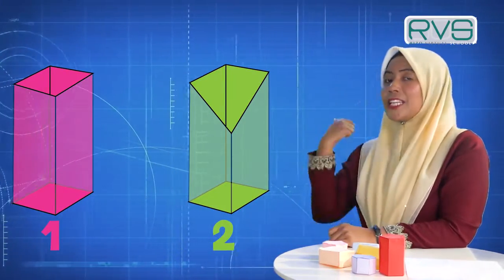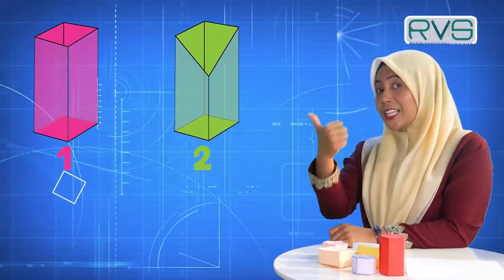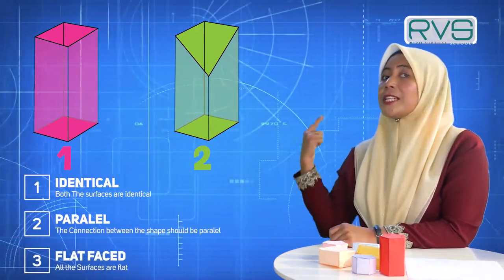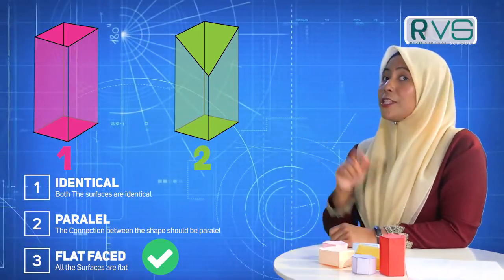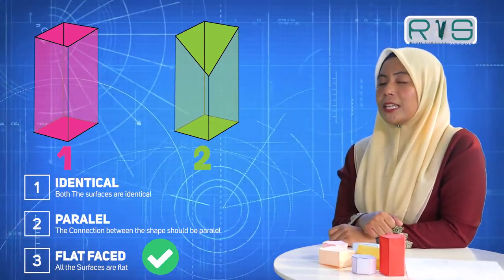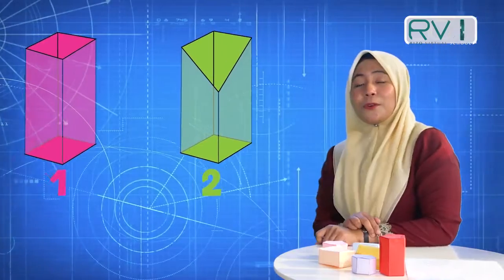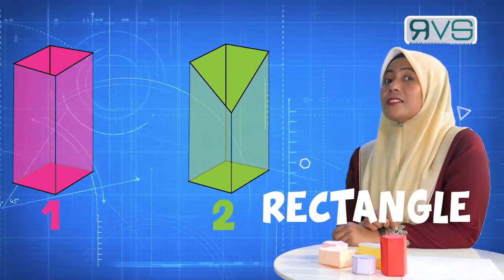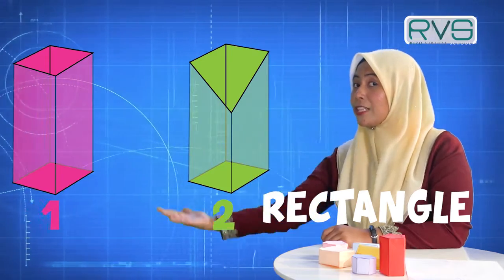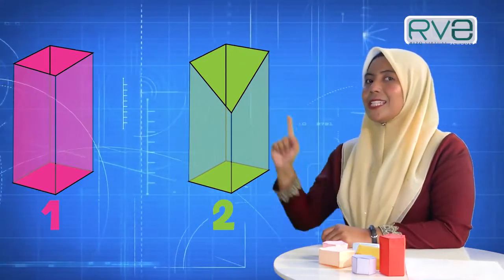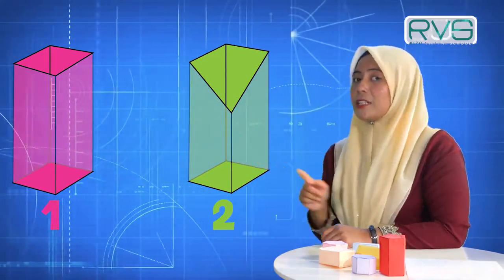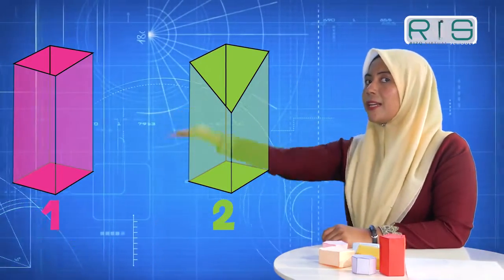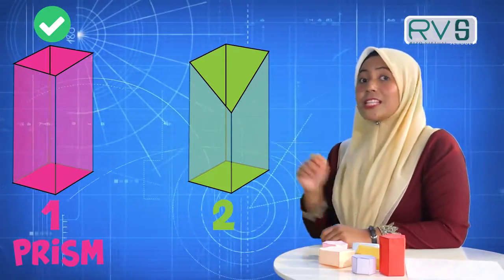Alright, you remember the keywords of the prism from before: identical, parallel, and flat face. Okay, both pictures have flat faces, but can you see the identical parallel? Is it parallel or not? From the first picture, you can see the base shape is a rectangle. If you bring it up in parallel, is the 2D shape still a rectangle? Yes, so that means it is parallel. So very good, number 1 is a prism.